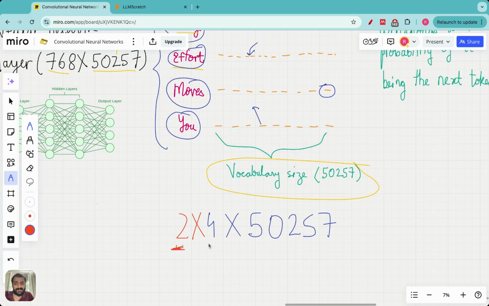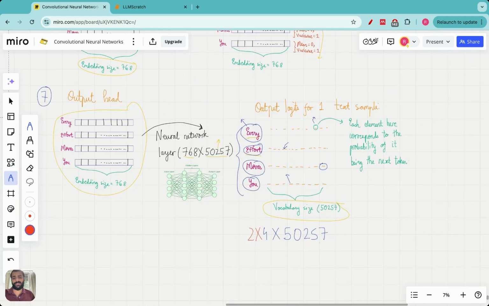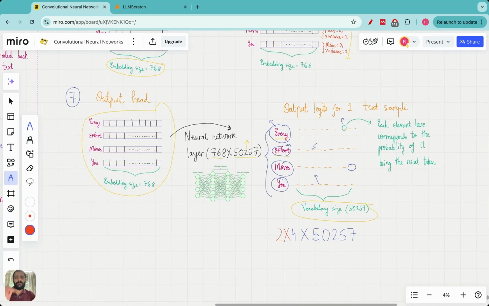The second dimension is the number of tokens which we have, or the context size. And the third dimension is the 50257, which is the vocabulary size. So this is the output tensor dimension format which we have.